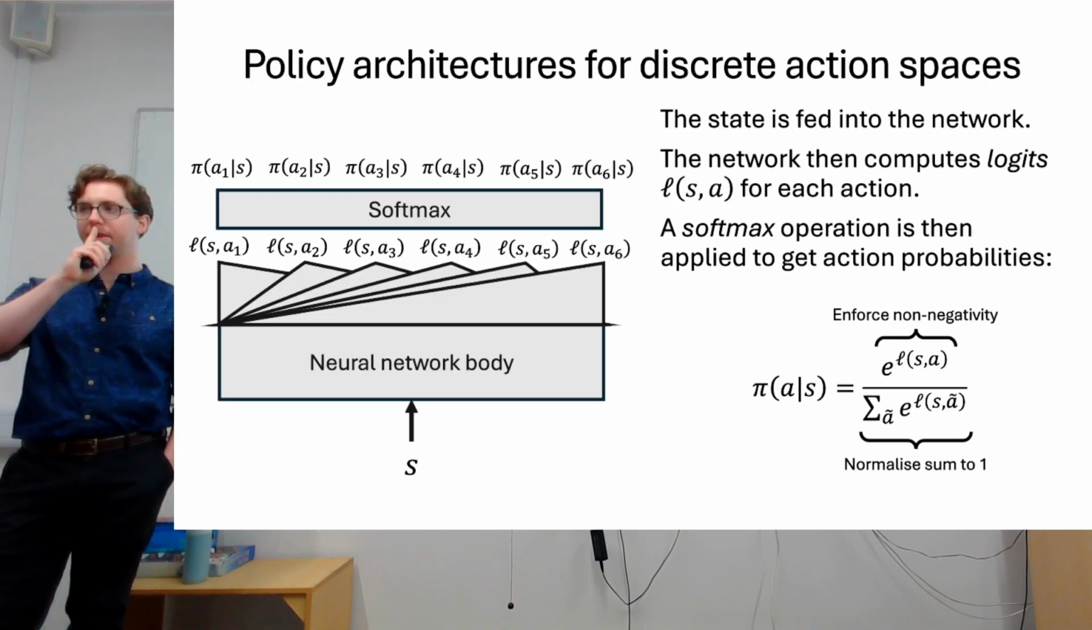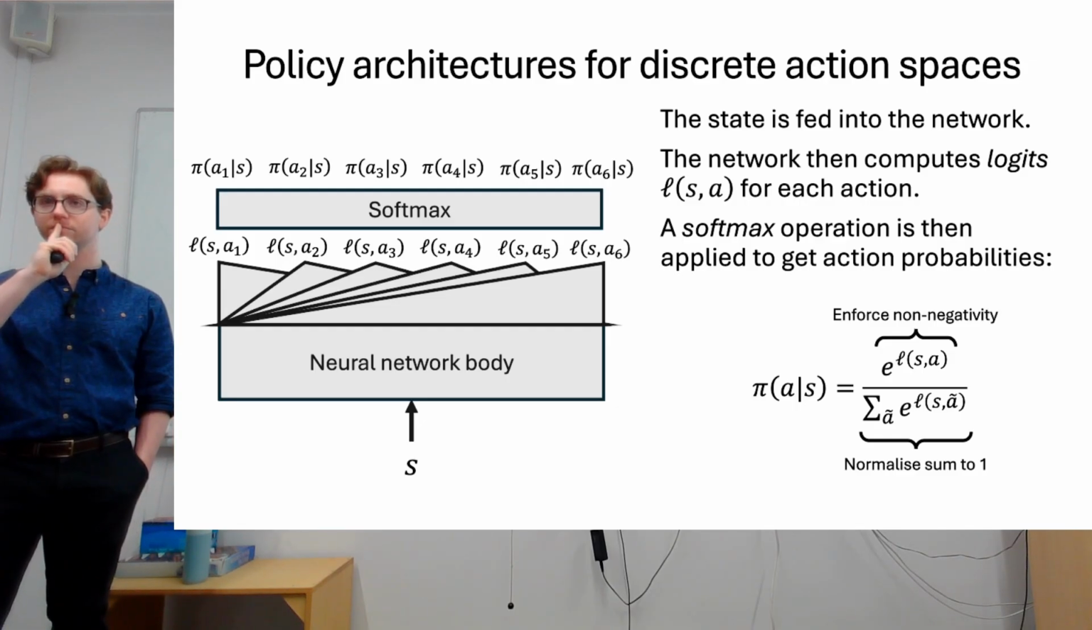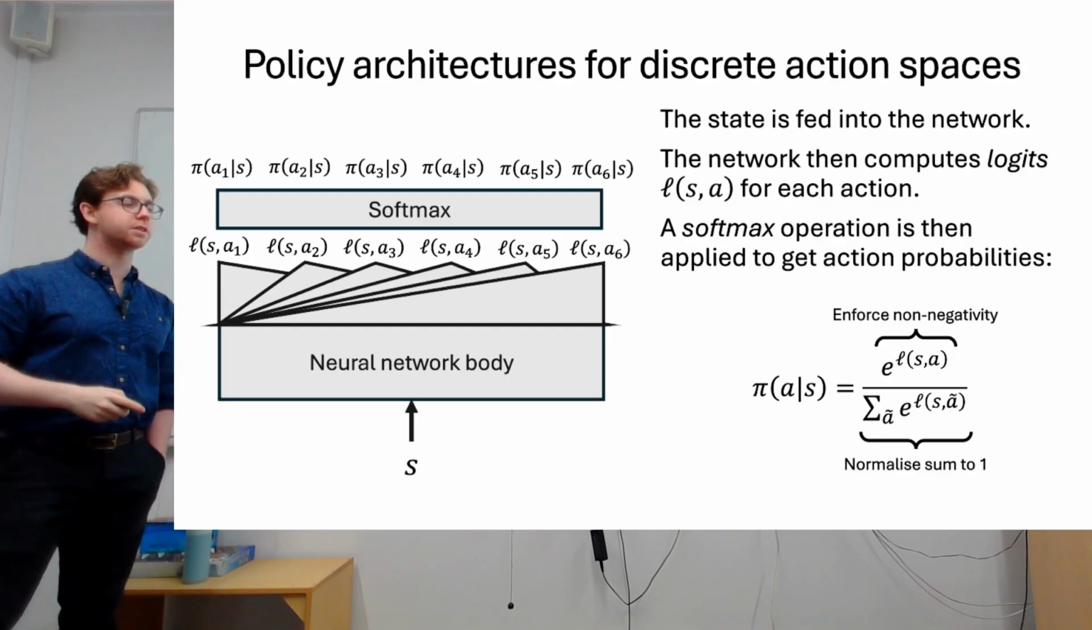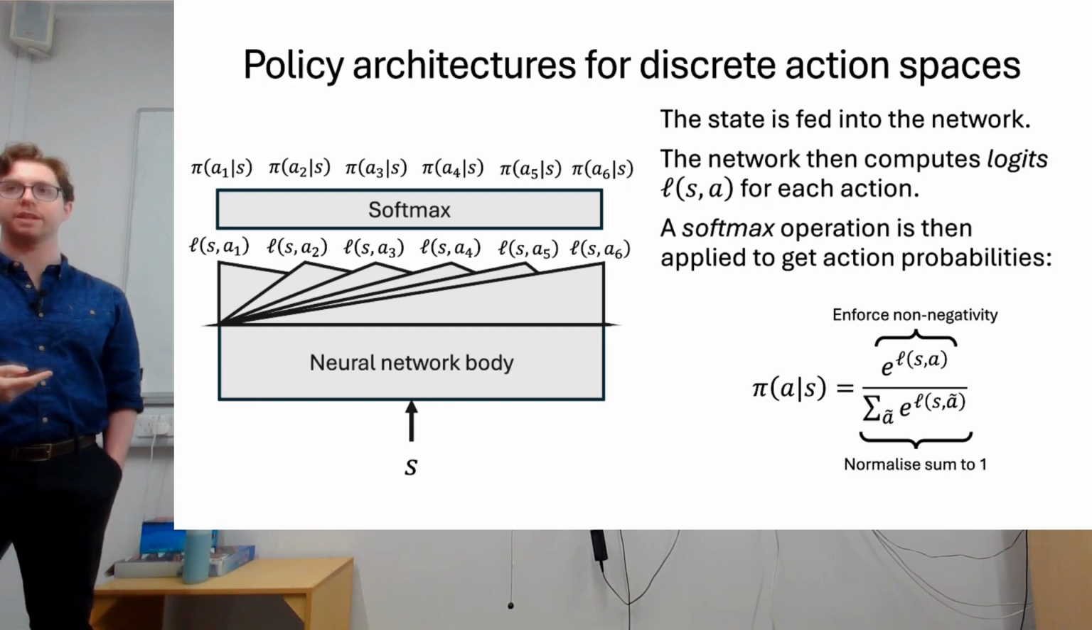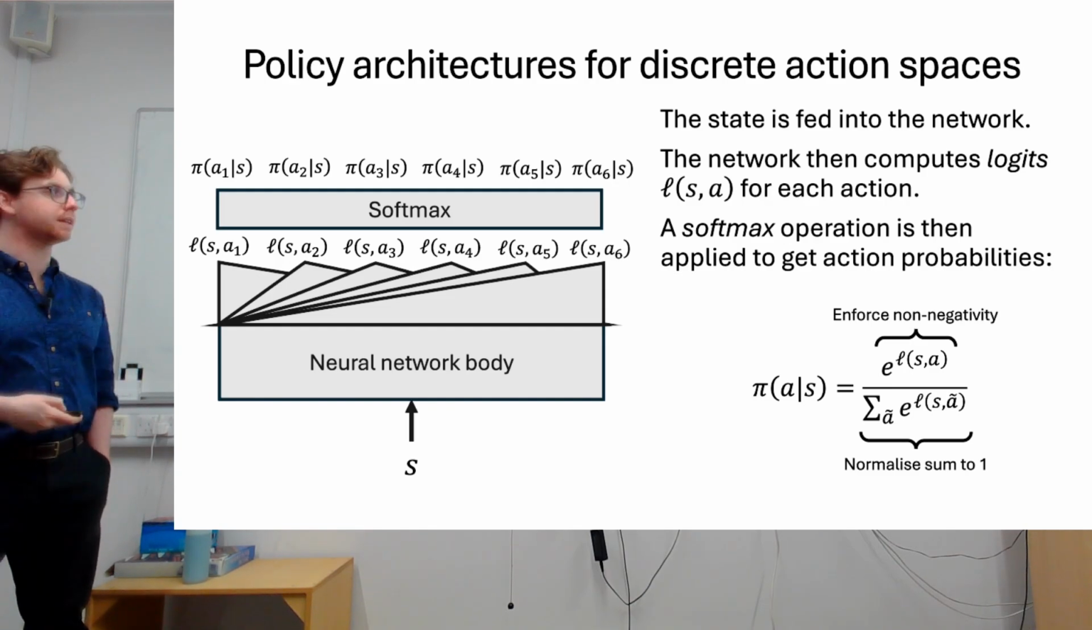Does anyone have any questions about this before we move on? Great. So this is how you would build your network architecture if you had a discrete action space.